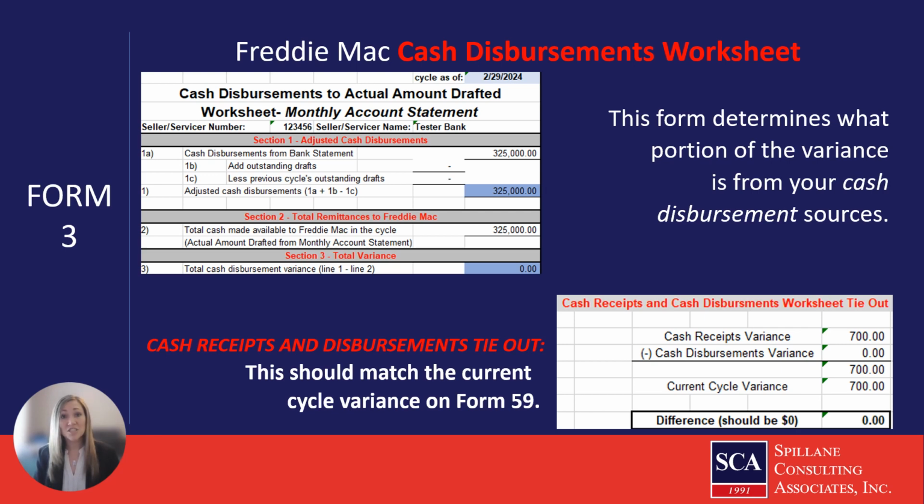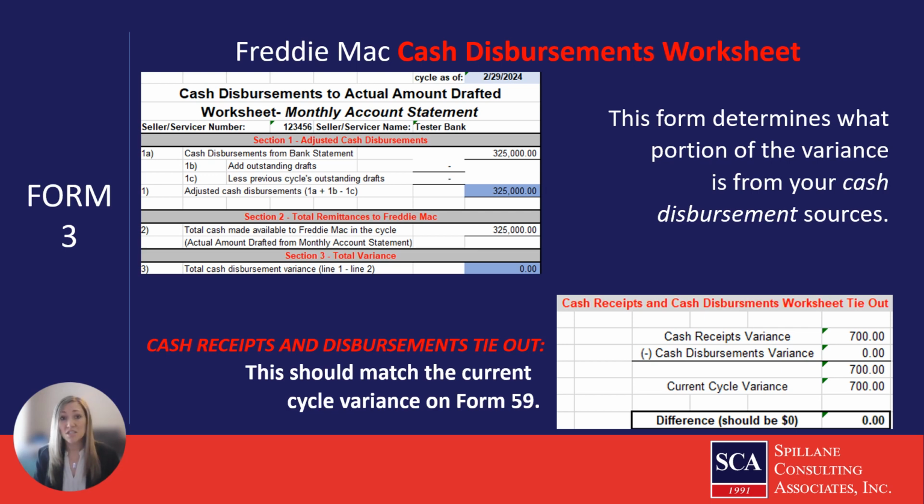Next, complete the cash disbursements worksheet to look for any possible contributors to the variance that are related to disbursements from the DDA and what was drafted by Freddie. As with the cash receipts worksheet, proper linkage will allow for automation in this process.